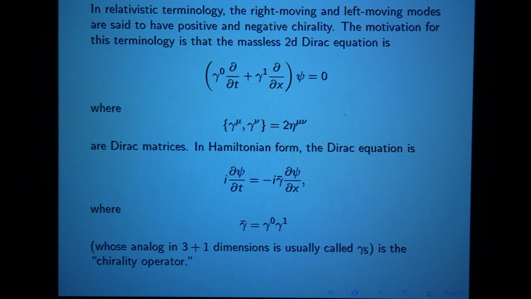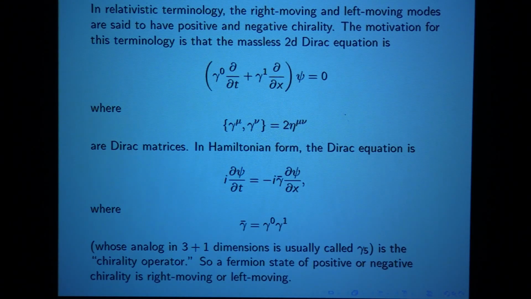And it's usually called the chirality operator. In 3+1 dimensions, its analog, which we'll get to later, is usually called gamma 5. I didn't want to call it gamma 2, as I thought that would be too confusing, so I wrote gamma bar. And it's a 2-by-2 matrix whose square is 1. So actually, you can pick for it a one-dimensional representation where it just equals 1 or -1, and that would give a mode that travels to the right or to the left. So the fermion state that's an eigenstate of gamma bar with eigenvalue 1 or -1 is like a right-moving or left-moving one-component fermion.